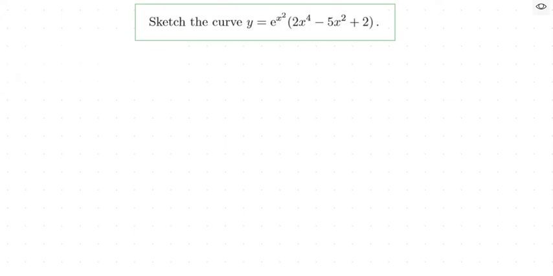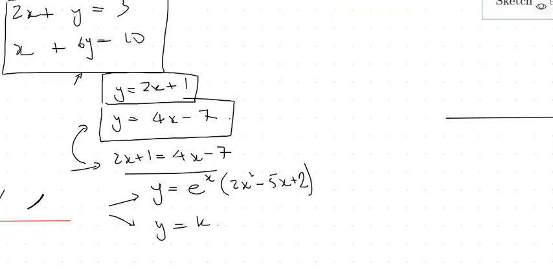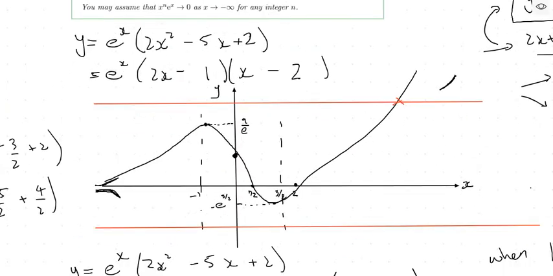Okay, now the next part of the question is sketch the curve y equals e to the x squared. So it's basically replacing x by x squared. So first draw some axes, and let's remind ourselves. Okay, we've got this one here.